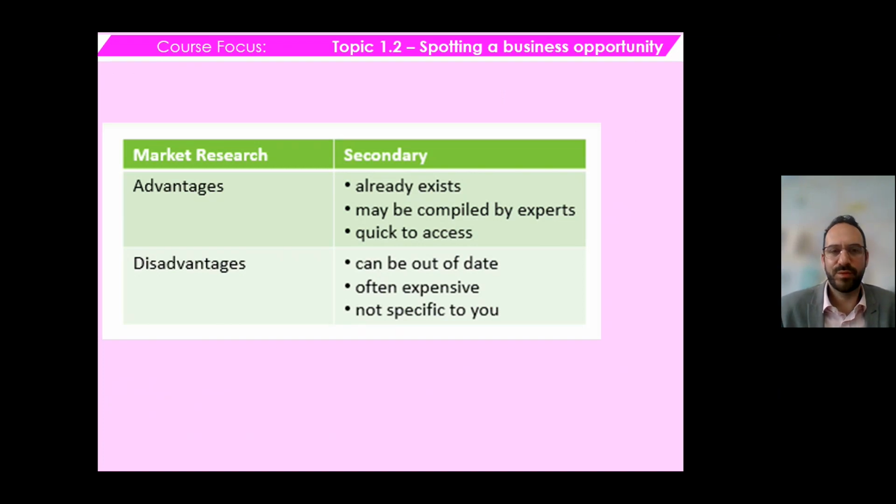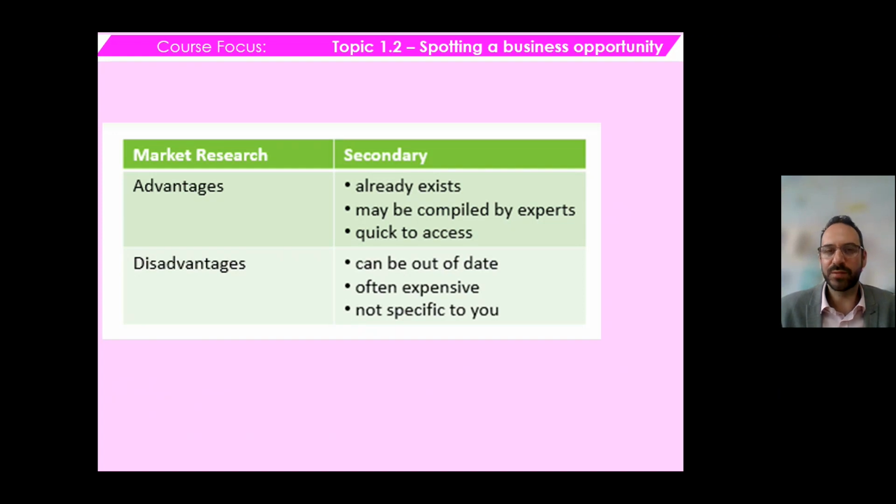So just for some examples of secondary market research. The advantages are that the information already exists. Sometimes it's been compiled by experts in an industry, and it's often quick to access because literally you can Google it, you can download it and so forth. These are some better pieces of information.